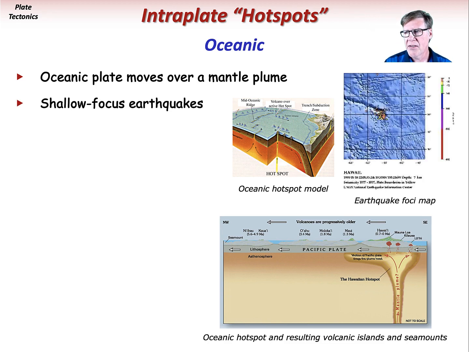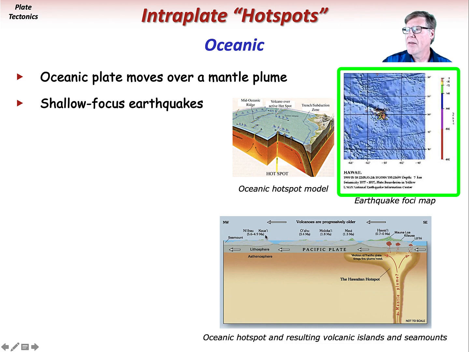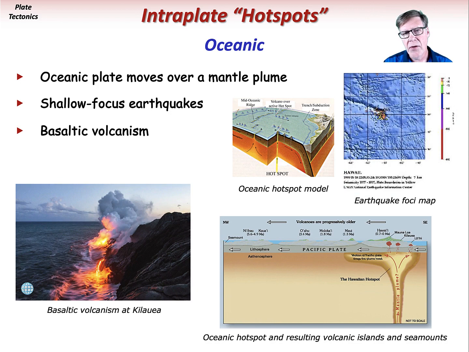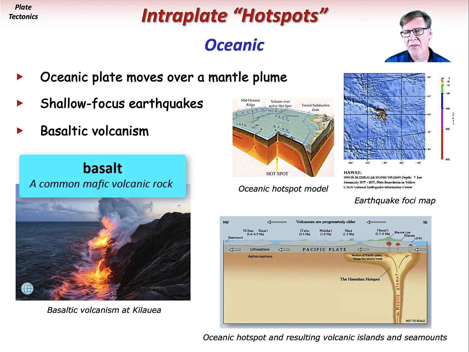So this type of tectonic setting sees dominantly shallow focus earthquakes. Here's a map of Hawaii, and the earthquake activity is exclusively centered right around the hotspot, and it is all shallow focus in nature. The type of volcanism at these oceanic hotspots is, again, dominantly basaltic or mafic in flavor. So basalt is a common mafic volcanic rock.